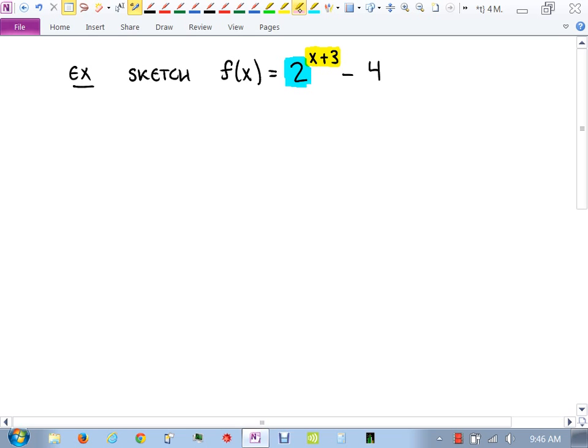And then we have this thing sticking out here on the side, this minus 4. That's going to be something. Well, let's kind of take it one piece at a time here. First, I know this. I'm just kind of thinking through this at this point. I know what 2 to the x looks like, don't I? What does 2 raised to the x look like? Is it growth or decay? It's growth.